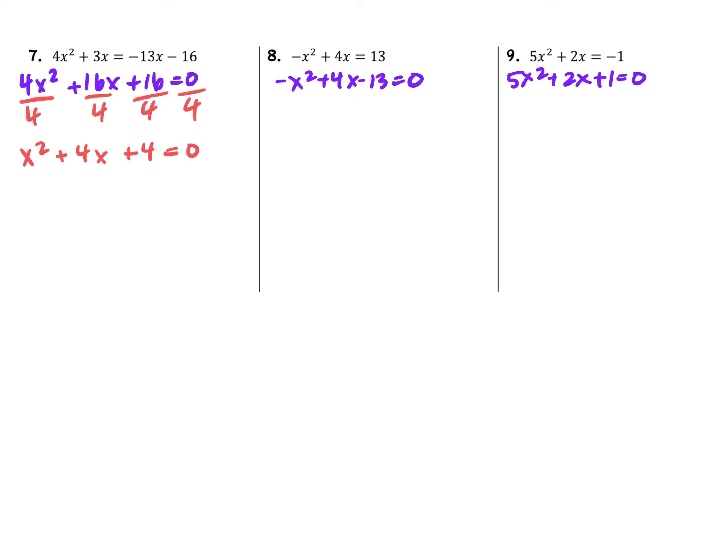It actually looks like it factors to be the perfect square, (x + 2) squared, which means I'm going to wager my only solution here is going to be x = -2. But since we're learning the quadratic formula, let's go ahead and work through it this way.